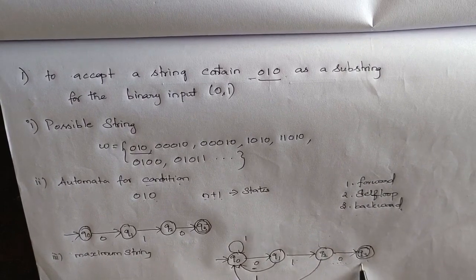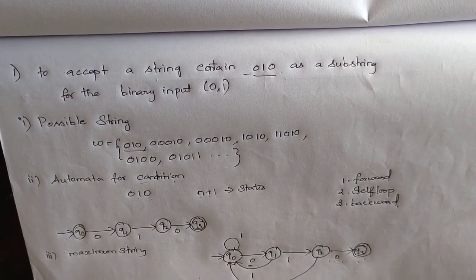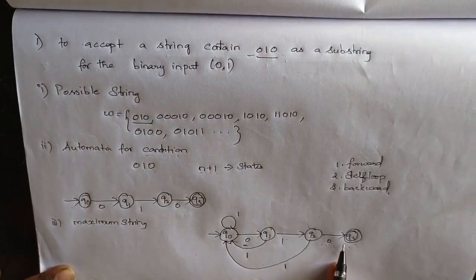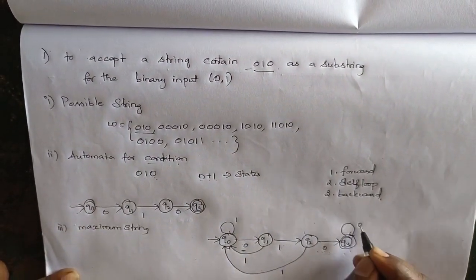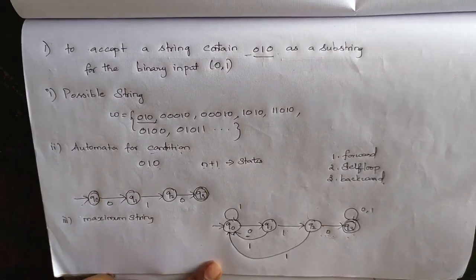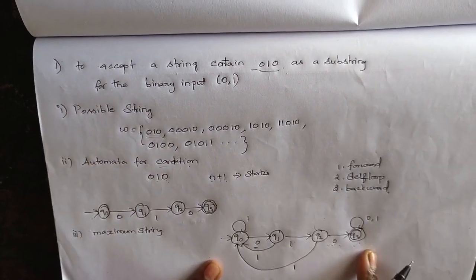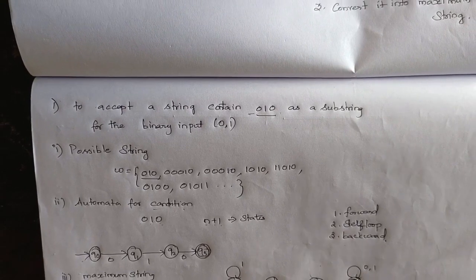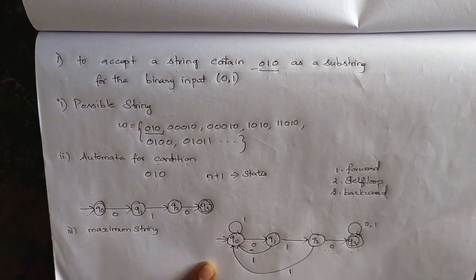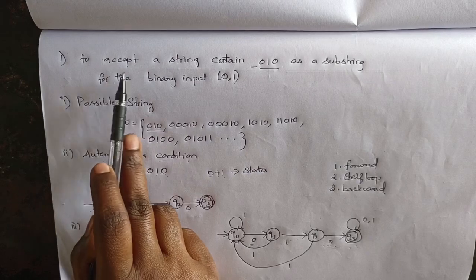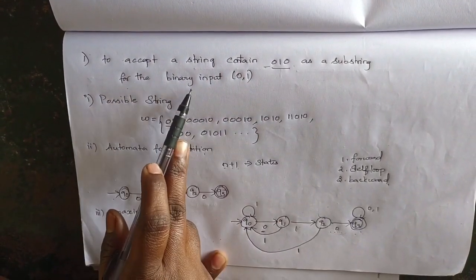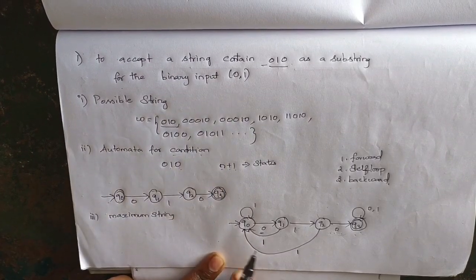Last, Q3. The two inputs 0 and 1 are balanced. We have already satisfied 0, 1, 0 to reach the final state, so we give 0, 1 as a self loop. If the front and last positions have only this substring, we change the front and last. Otherwise the balance input will be a self loop. So the automata for the given condition, the string contains 0, 1, 0 as a substring for the binary input 0, 1, is this one.